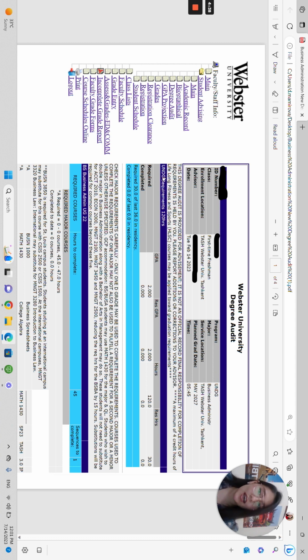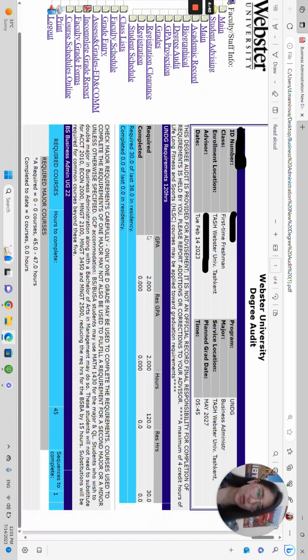So let's get started with this section. I'll zoom in a little bit so that it's very clear. Here it states undergraduate requirements: 120 credit hours. As everybody knows, you need to complete 120 credit hours in order to graduate from Webster. This is about the numbers, and you also need to complete at least a 2.0 GPA in order to graduate. If it's below that, then you are not allowed to graduate. This is the required section, and just below that you have the completed one.